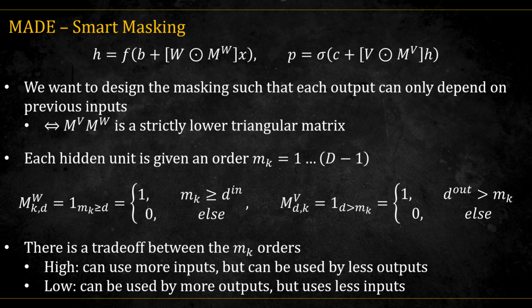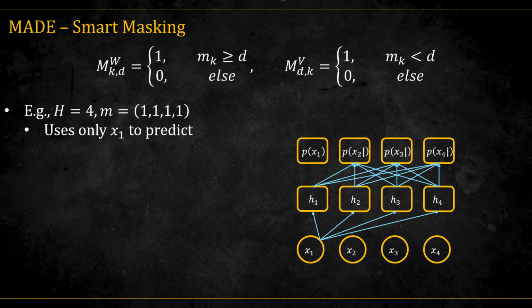So there is a trade-off here. If we give the hidden unit a high order, it can use more inputs, but it can be used by fewer outputs. And vice versa. If we give it a low order, it can be used by more output units, but it can use fewer inputs. Let's see a small example. Suppose we have 4 hidden units, and we give them all an order of 1. Then all the hidden units can only use the first input unit, while the output units can use all hidden units. Since the hidden units only depend on the first input, we are essentially not using any of the other inputs, and so we are wasting information.